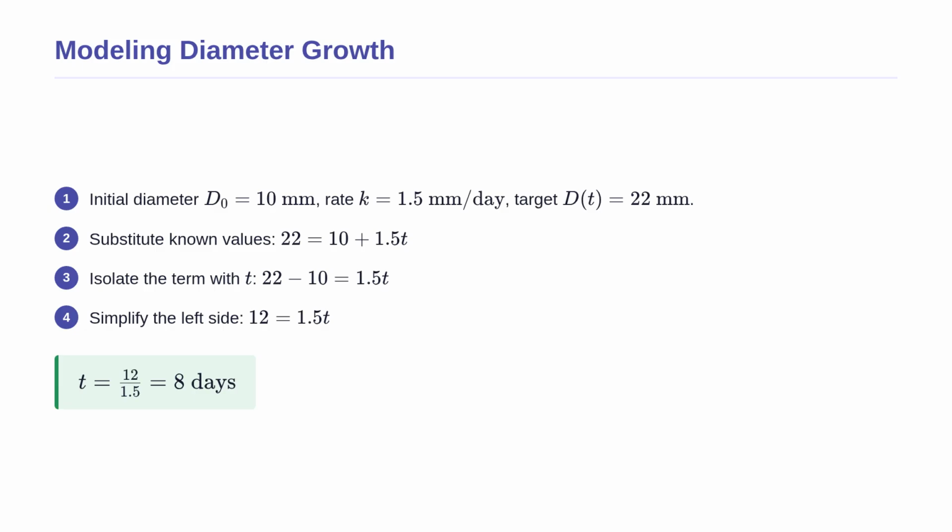To isolate t, we subtract 10 from both sides, leaving 12 equals 1.5 times t. This 12 represents the additional millimeters the follicle needs to grow. Dividing 12 by 1.5 gives us exactly 8 days. Knowing this precise timeline allows doctors to perfectly time procedures for artificial insemination.